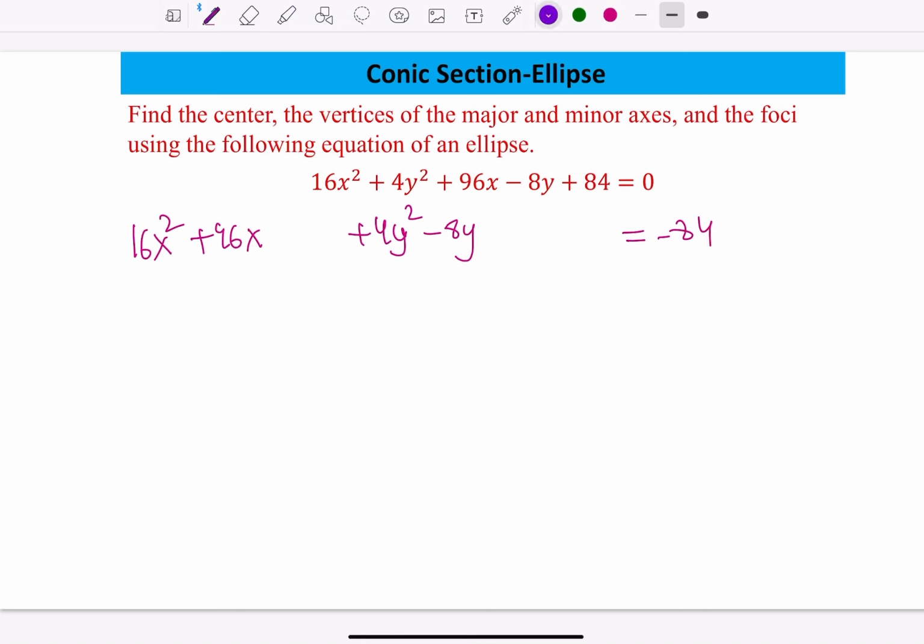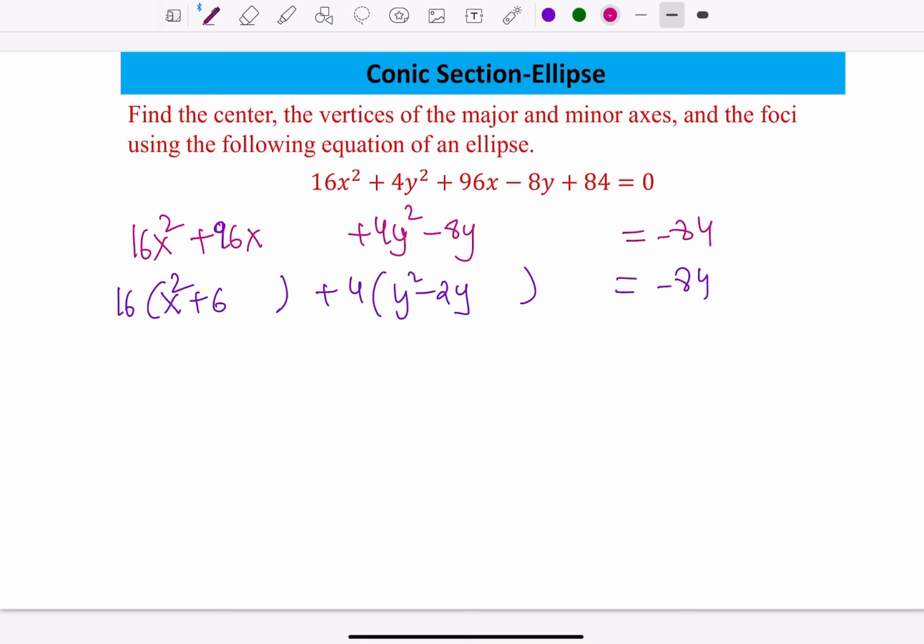So we haven't done anything to the equation yet. We just group the x terms together, group the y terms together, and move the constant to the other side, because I'm going to try to complete the square to put it in the nice shape and form to be able to graph it. Now pull out 16 from here: x squared plus 16 times 6 is 96x. And pull out a 4 from here: y squared minus 2y equals negative 84.